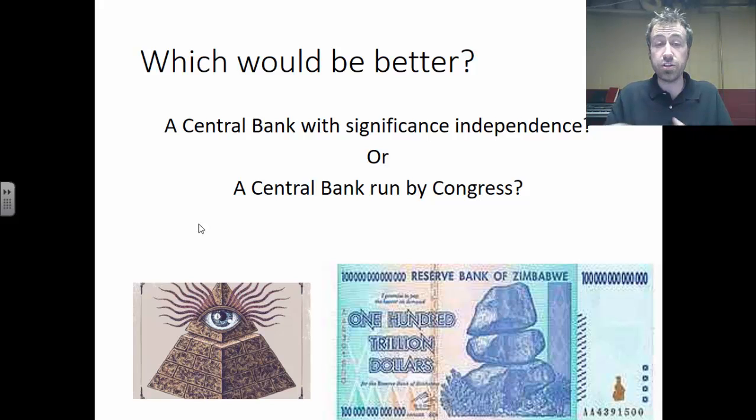Some people say we should go to a central bank run by Congress. Some say we should keep our central bank with significant independence. Some people think we should have something else, like Bitcoin. Maybe we can talk about Bitcoin another day, or maybe you can talk about it in the discussions. But either way, I want you to think about and answer in the discussions: should we, as a country, have a Federal Reserve that is more significantly independent or run by Congress?